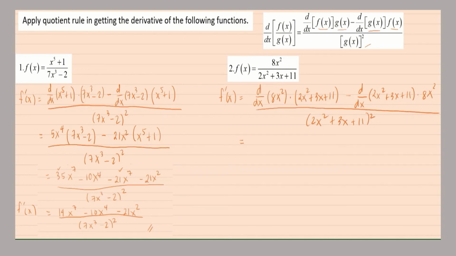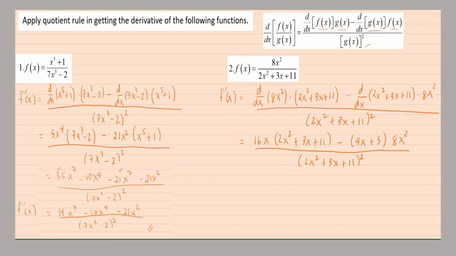Now, the derivative of 8x squared is 16x. We multiply that to 2x squared plus 3x plus 11, minus, so the derivative of 2x squared plus 3x plus 11 is 4x plus 3, and then we multiply that to 8x squared. We copy 2x squared plus 3x plus 11, and then we raise that to 2.